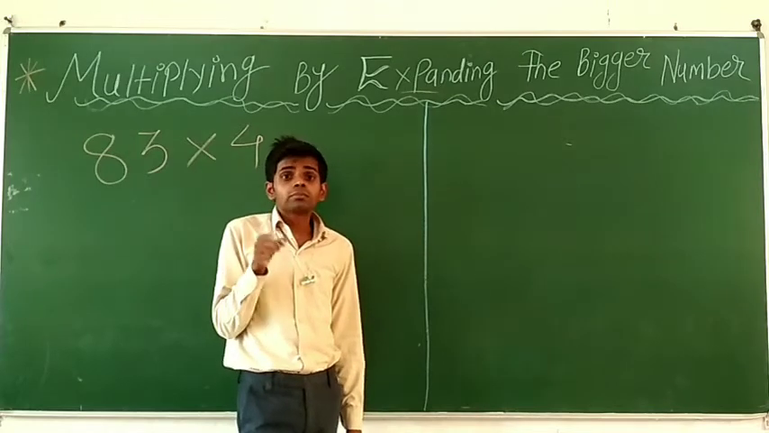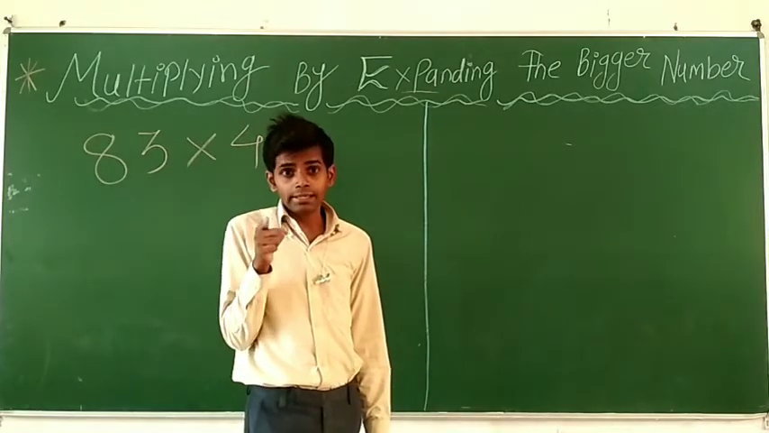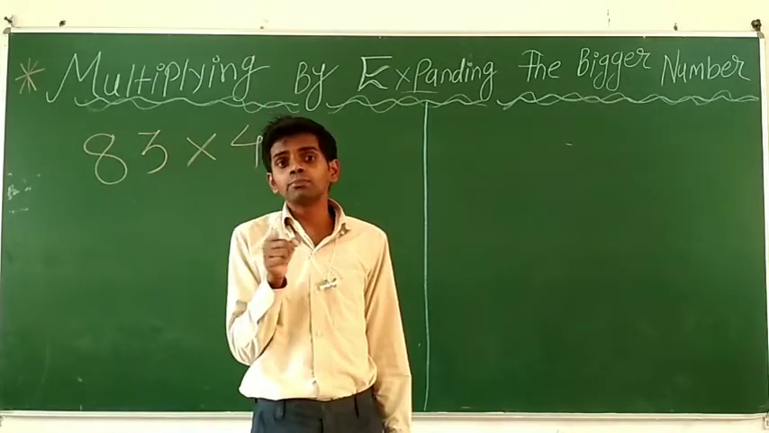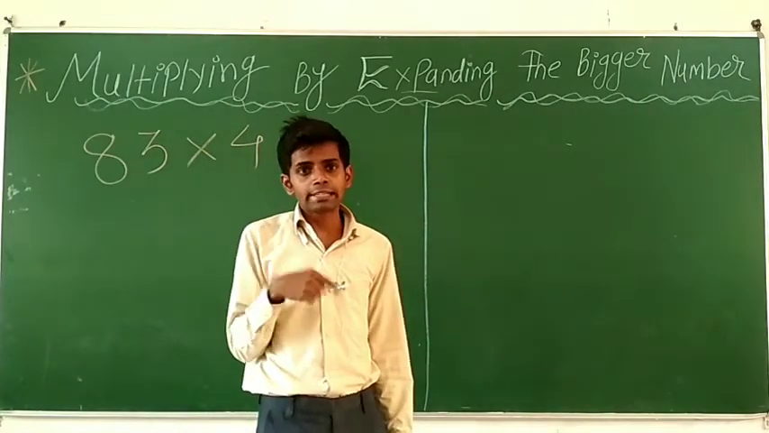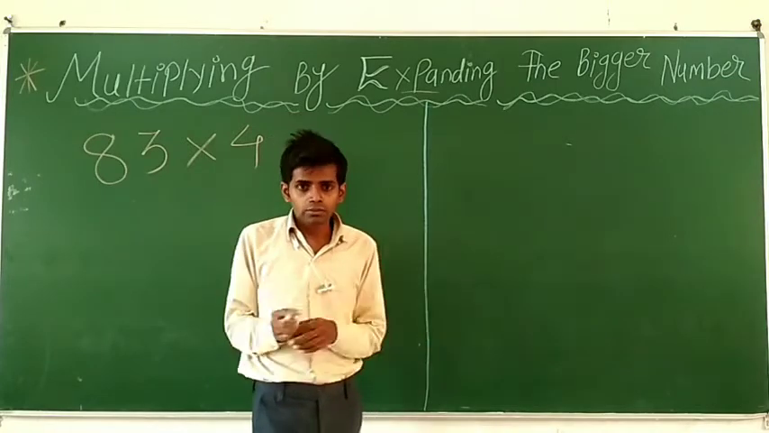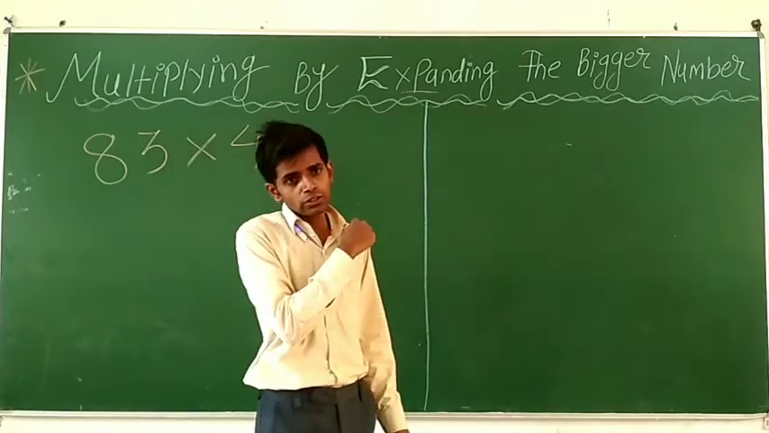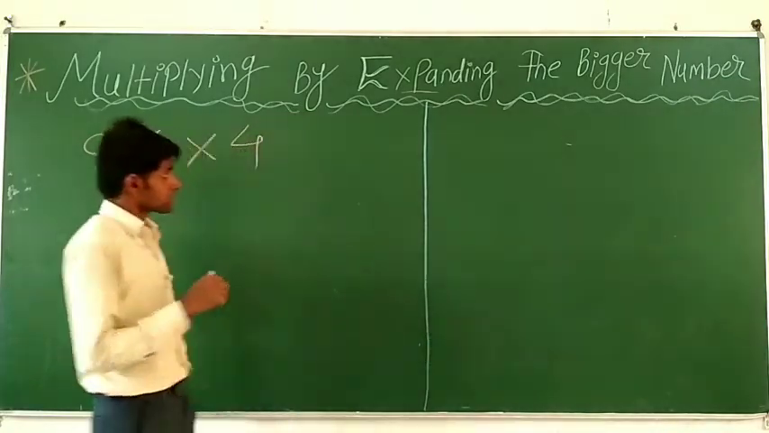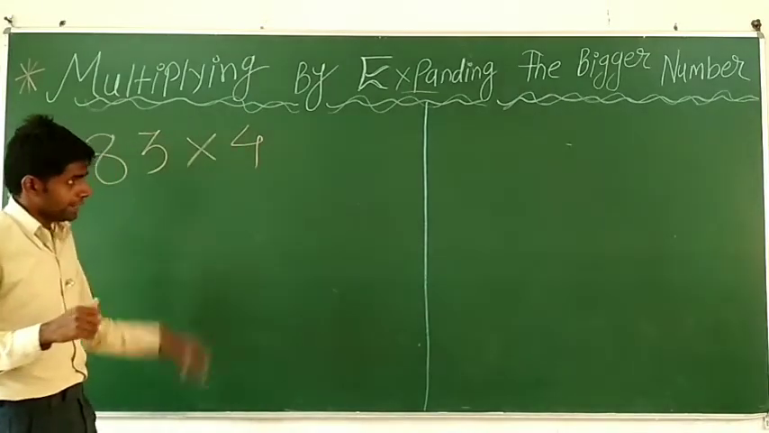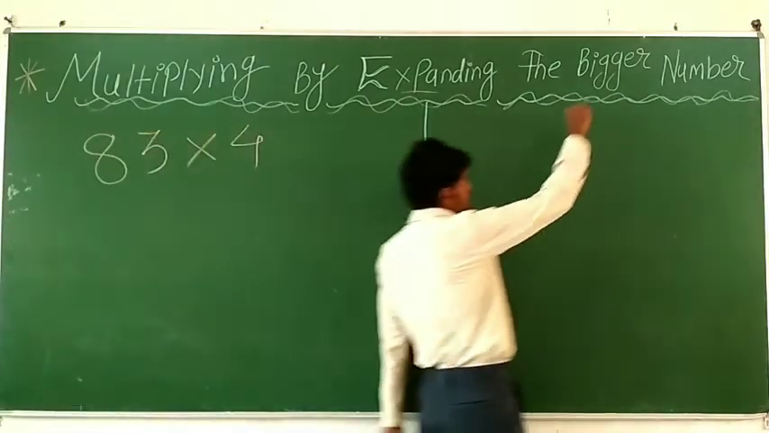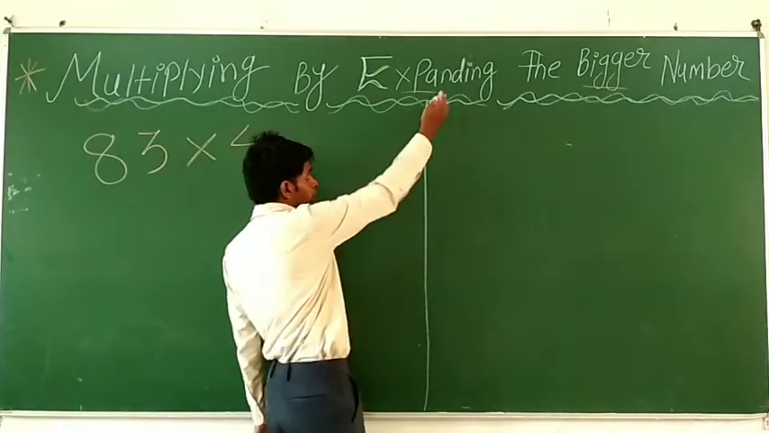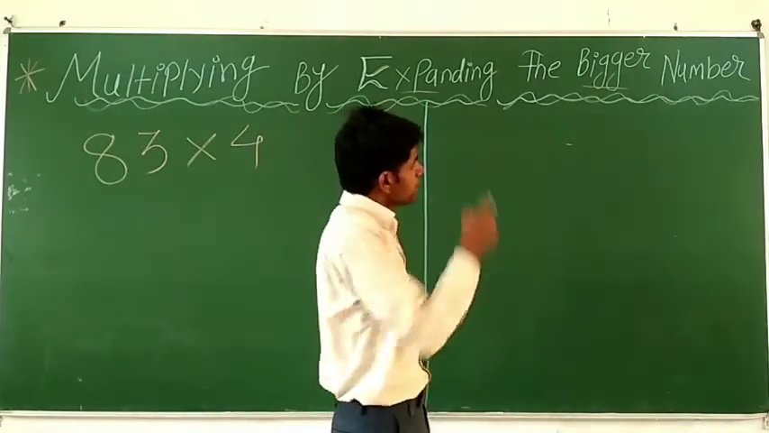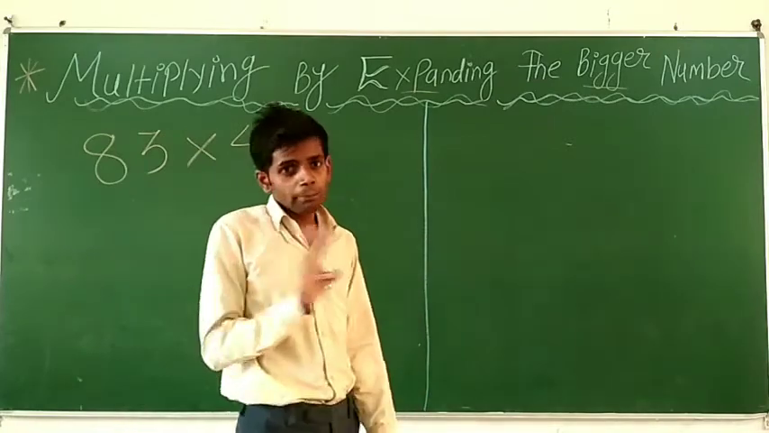Expanded form is the sum of place values of each digit. Okay, sum of place values of each digit. Okay, so here we will understand the multiplication by expanding the bigger number. Okay, so now we have to know that we have to expand, but which one? The bigger number. Okay, we have to expand the bigger number.